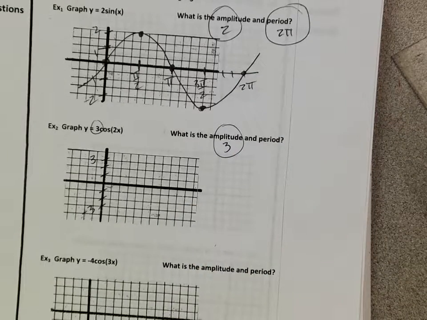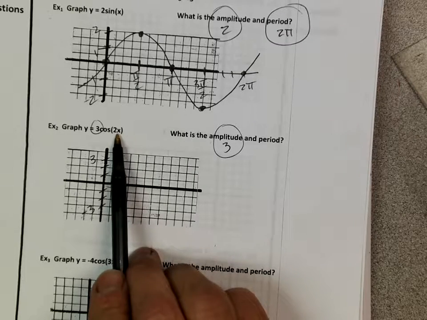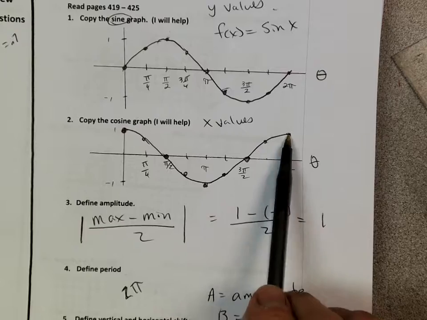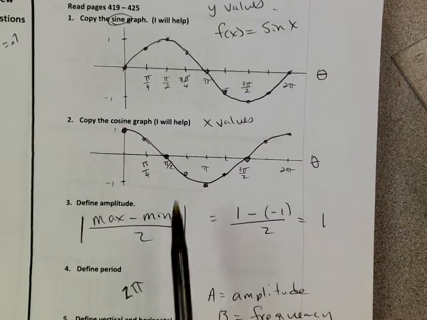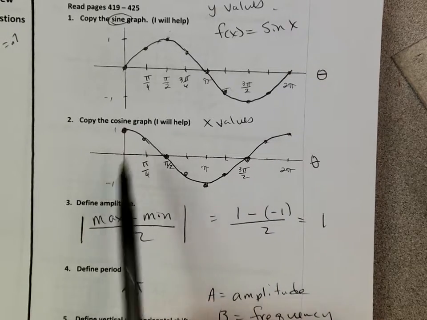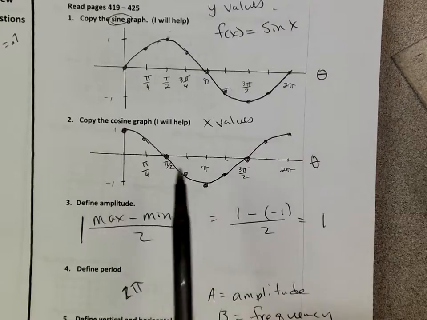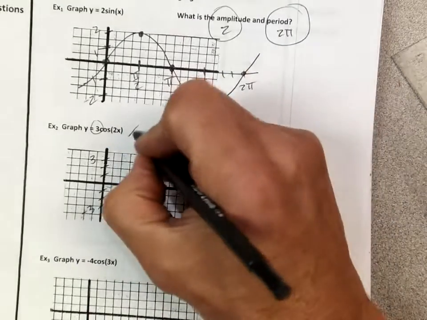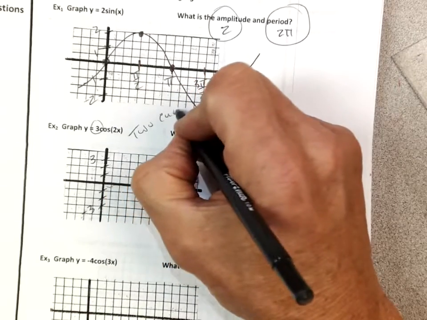And then the period. Now here's the thing. Everybody's got to listen to this. I need 2 curves. So instead of having one cosine curve, I need 2 curves. In order to get 2 curves, I've got to make it half as wide to fit 2 in there. I'll say it again. I need 2 curves, okay?